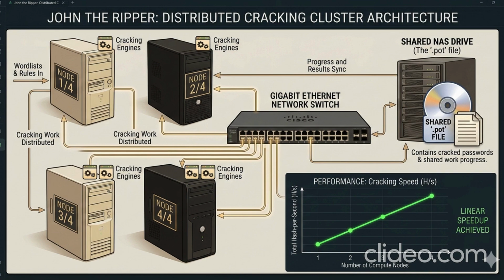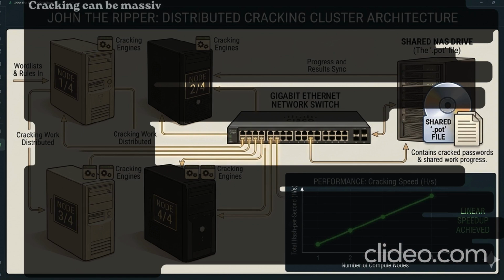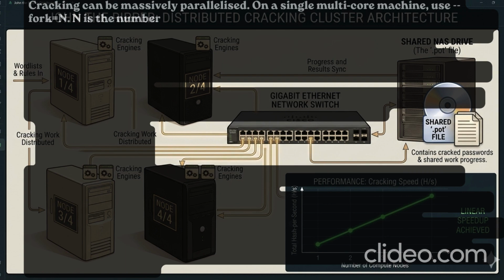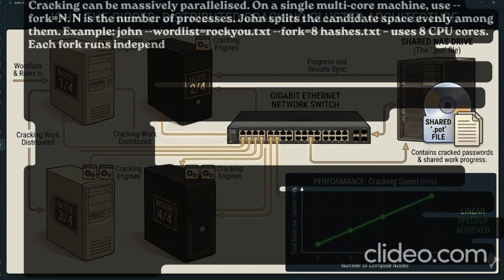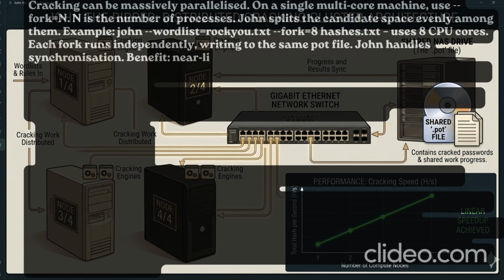Cracking can be massively parallelized on a single multi-core machine. Use --fork=N, where N is the number of processes. John splits the candidate space evenly among them. Example: john --wordlist=rockyou.txt --fork=8 hashes.txt uses 8 CPU cores. Each fork runs independently, writing to the same pot file. John handles synchronization. The benefit is near-linear speedup for wordlist and rules modes.